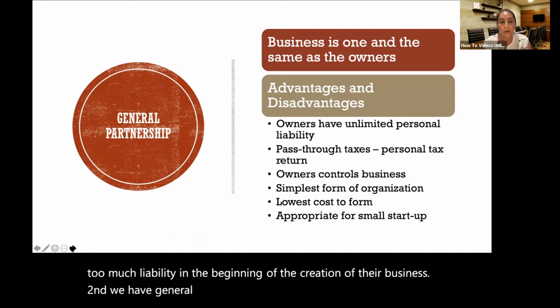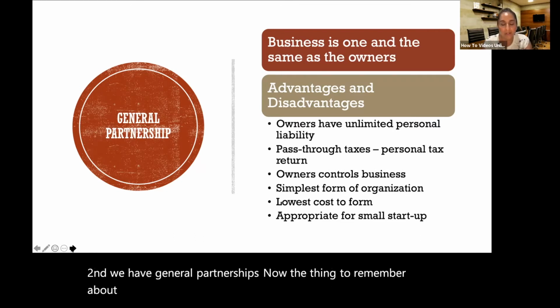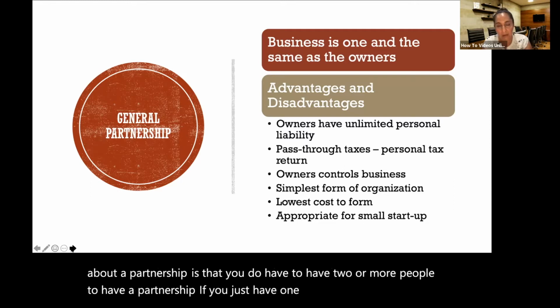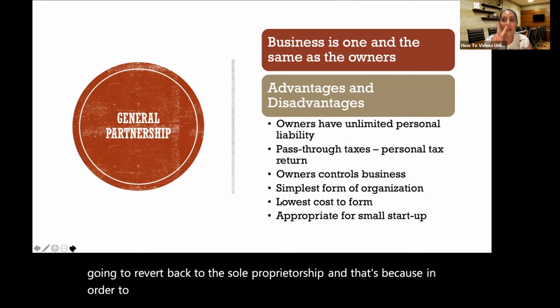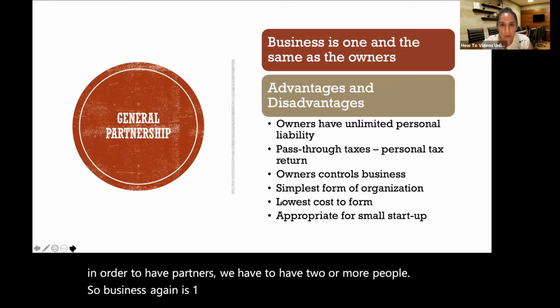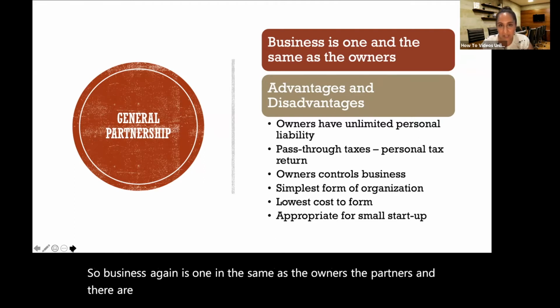Now, the thing to remember about a partnership is that you do have to have 2 or more people to have a partnership. If you just have one person, it's automatically going to revert back to that sole proprietorship. And that's because in order to have partners, we have to have 2 or more people. So business, again, is one and the same as the owners, the partners. And there are advantages and disadvantages to consider with the partnership model.